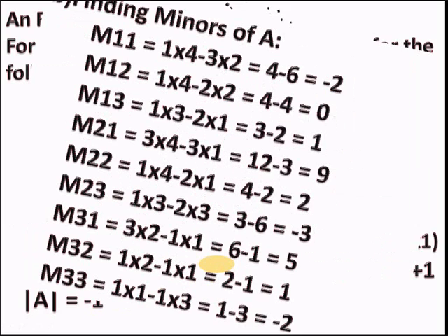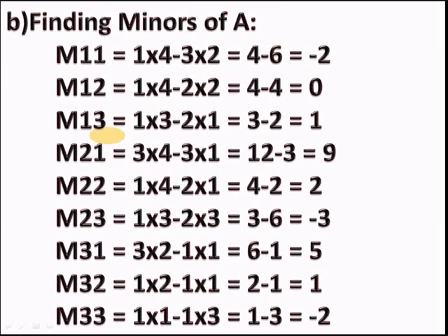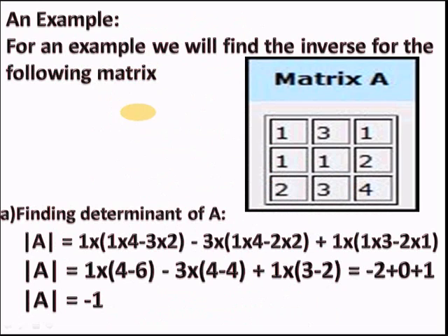Now the second step is to find the minors of A. Minors are calculated leaving out the row and the column in which the element belongs. Minor of 1 is represented by M11 and it is calculated without this element. We have to cross multiply 1 and 4 and subtract it with 3 and 2.